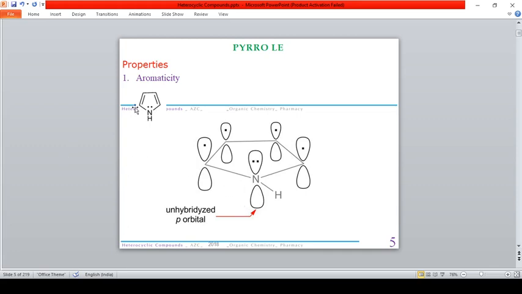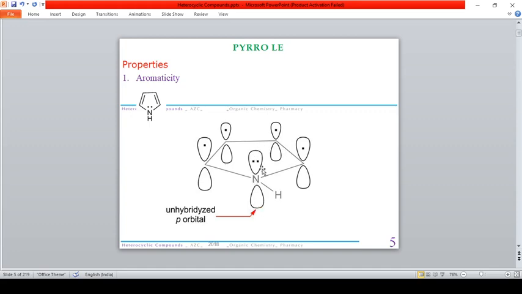Let's see how many electrons it has. So here we have 2 double bonds and 1 lone pair, in total 6 electrons. From this structure you can clearly see 1 electron present in the unhybridized orbital of the carbon atom, and similarly all 4 carbon atoms have 1 electron in their unhybridized p orbital, which is perpendicular to the plane of the compound.